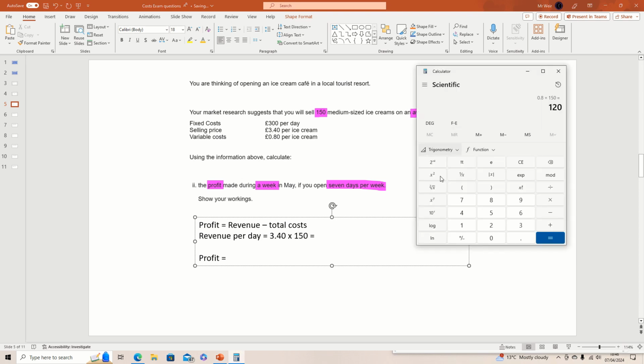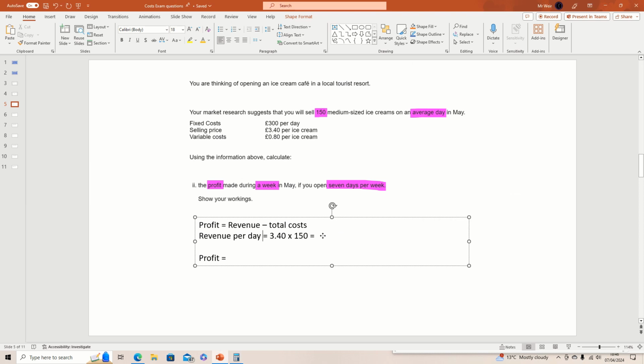So we're going to do 3.4 times 150, which is 510. So that's our revenue per day, and we know that our total costs per day was 420 because we worked that out before. So you can do two things now. You can either work out your profit per day and then times it by 7, or you can times these by 7 before you do it. I'm going to do it this particular way because the numbers are smaller and easier to work with.